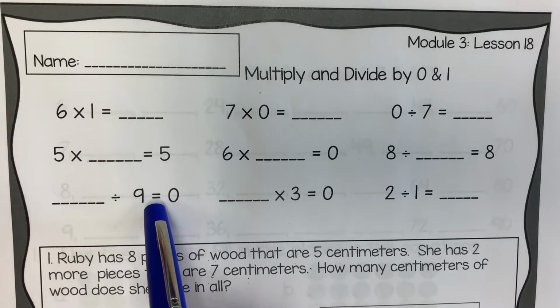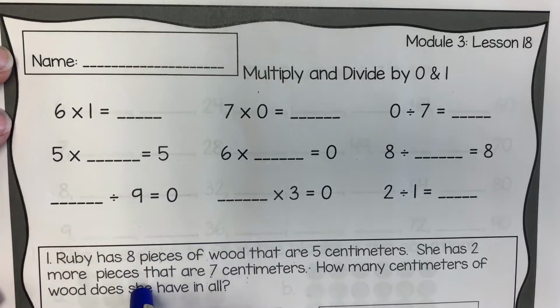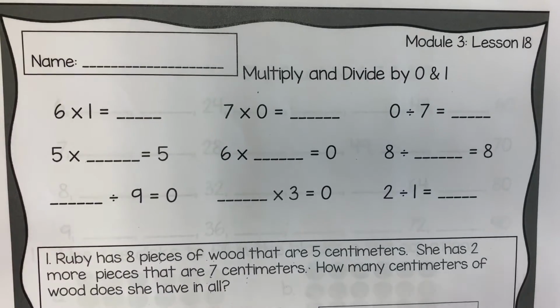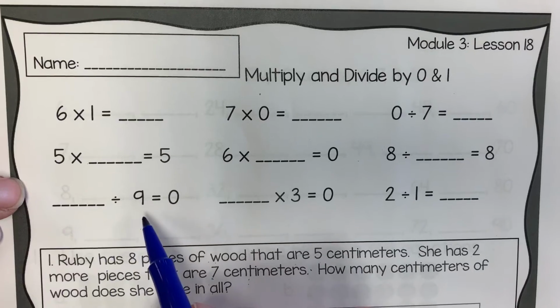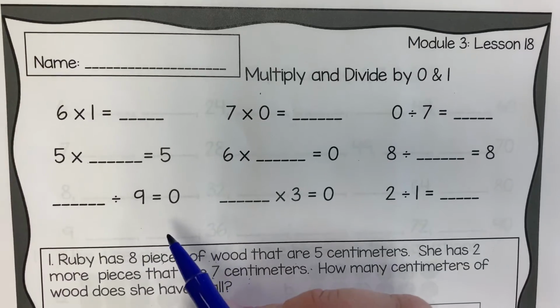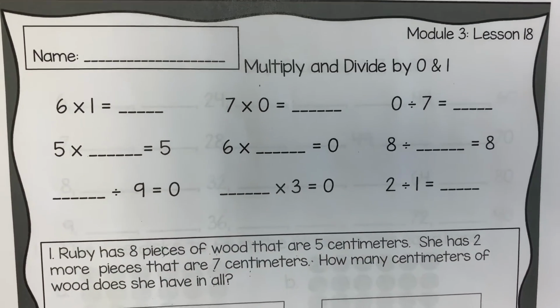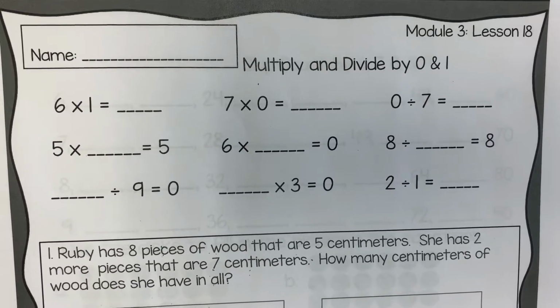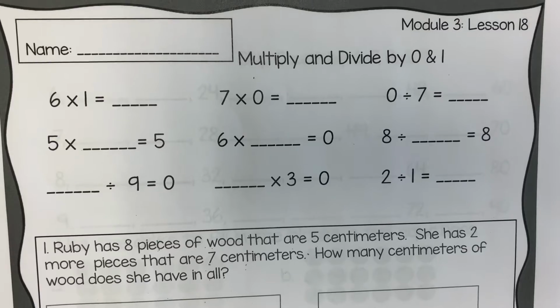So remember, when you're doing zeros, you have 0 groups with 9 in them. Or you have 9 groups with 0 in them. That means you'd still have 0. So 0 divided by anything is going to be 0. So keep that in mind too. Or anything multiplied by 0 is going to be 0.